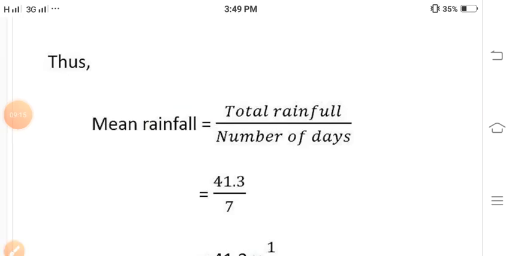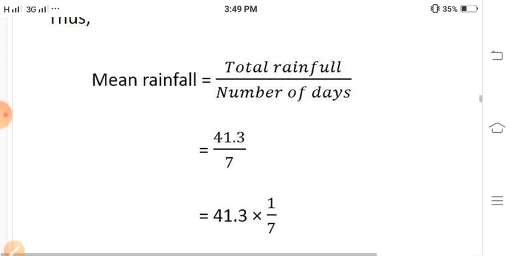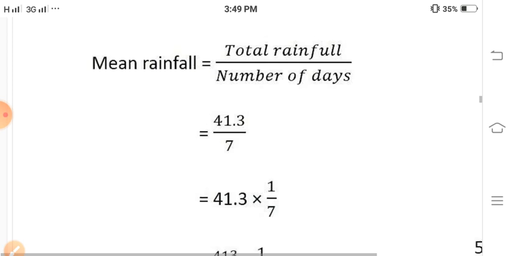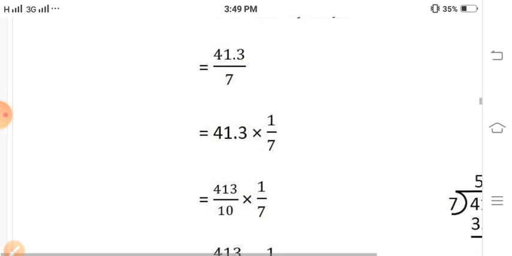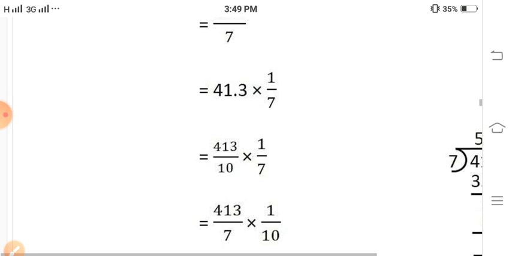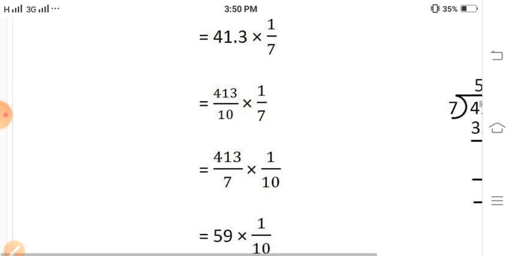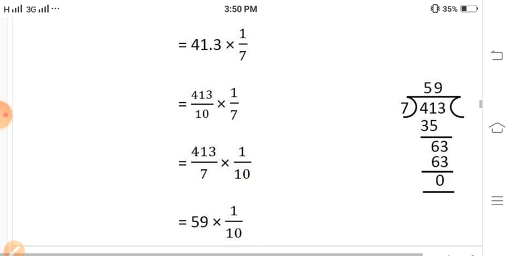Therefore, the total rainfall is 41.3 divided by the number of days, which is 7. So the mean rainfall is 41.3 divided by 7. Now you will remove the decimal again. So it equals 413 upon 7 multiplied by 1 upon 10. Now when you divide 413 by 7, the answer is 59. So it equals 59 into 1 upon 10.